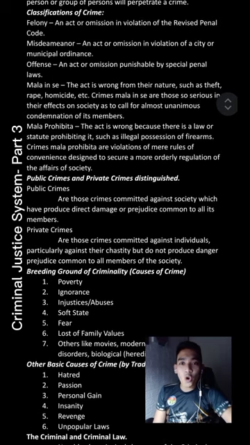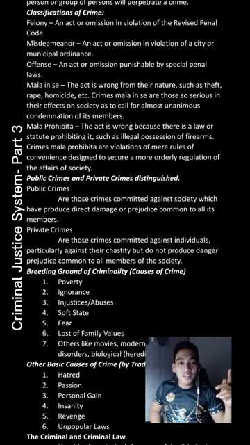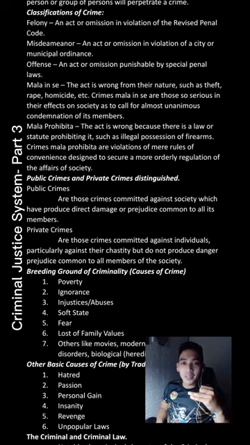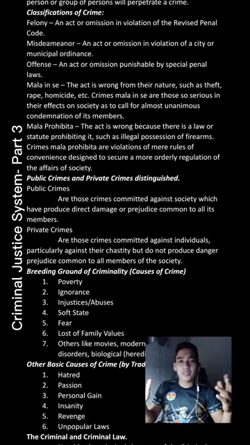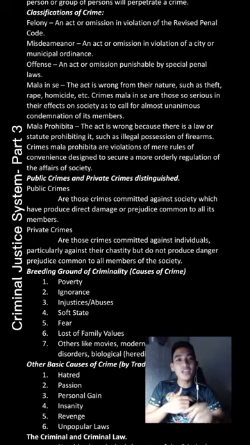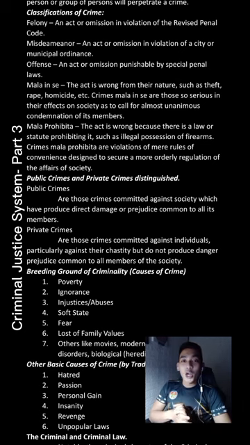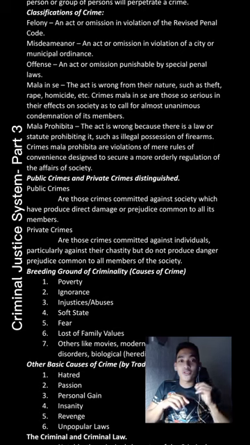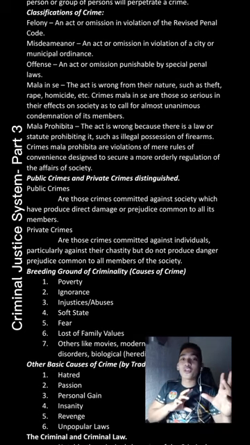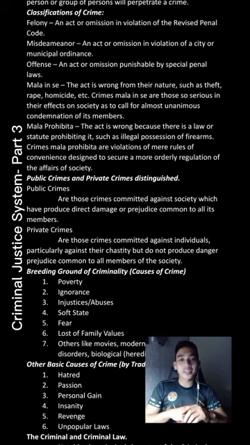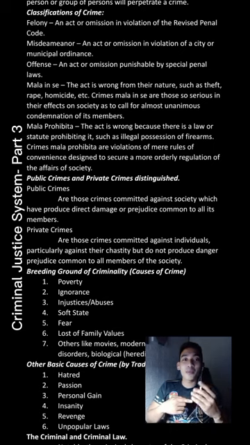Now, classifications of crime. So these are the classifications of crimes. First, felony. Second, misdemeanor. Third, offense. And mala in se, mala prohibita. So felony, we talked about felony recently. But what is felony? Felony is an act or omission in violation of the Revised Penal Code. So those acts or omissions as stipulated in the Revised Penal Code, a violation of that is considered a felony. While misdemeanor is an act or omission in violation of a city or municipal ordinance. Misdemeanor can also be equal to infraction, an infraction of ordinance. While offense is an act or omission punishable by special penal laws.